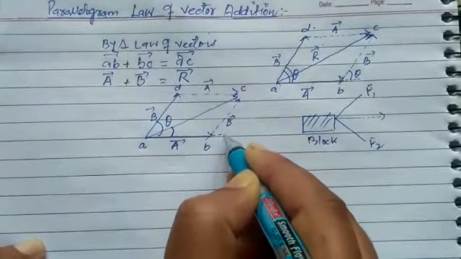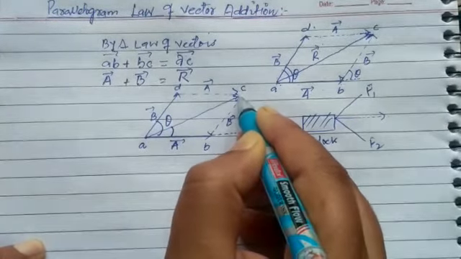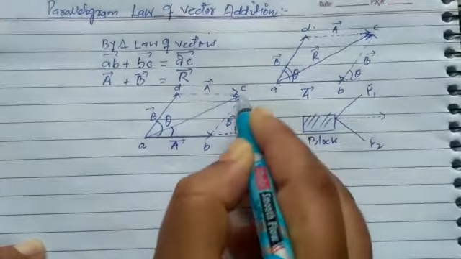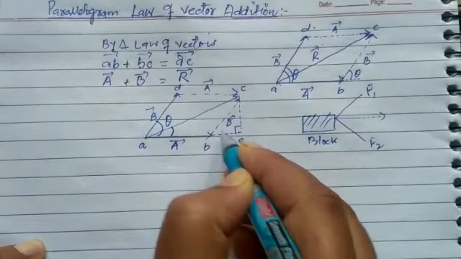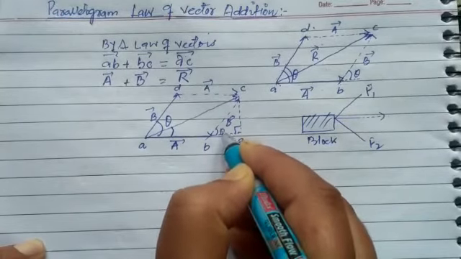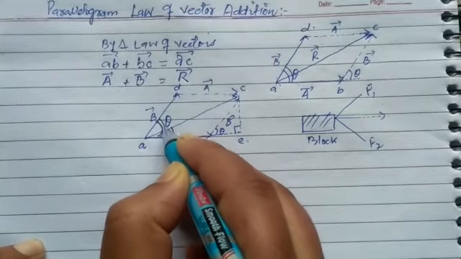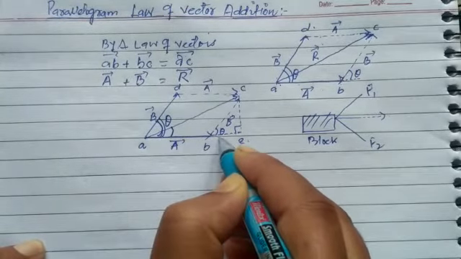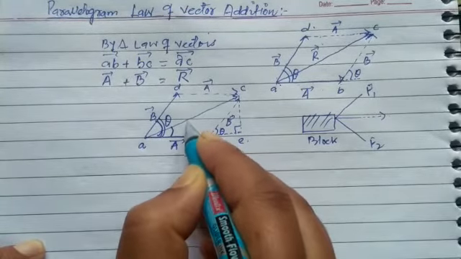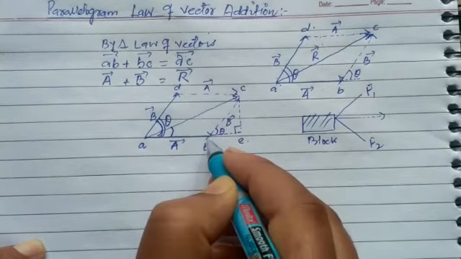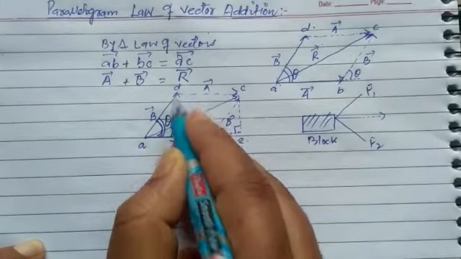Let me produce it a bit forward. Let us have a perpendicular from this very point. This angle is 90 degree, A, B, C, D, and let it be E. This angle is also theta. Why? Corresponding angles. These are equal. This is not equal to this. Why? This is not parallel to this here. This very line BC is parallel to AD.